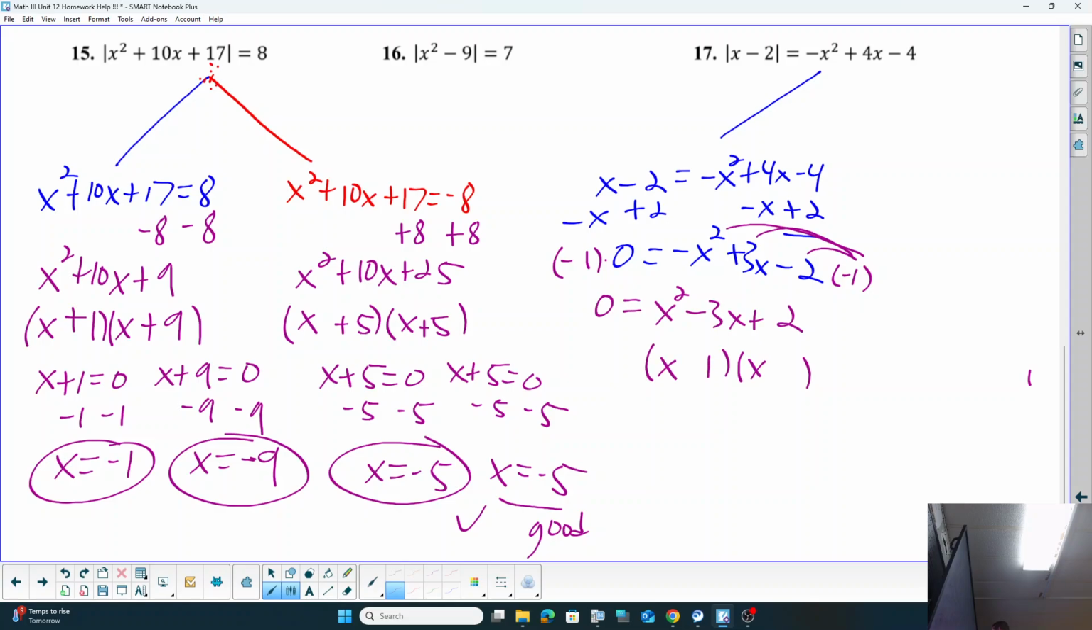So x and x, 1 and 2. The sign in the middle term goes with the bigger number. We also need negative times a negative to be a positive, so that's going to work for us. So we get x equals 1 and we get x equals 2.